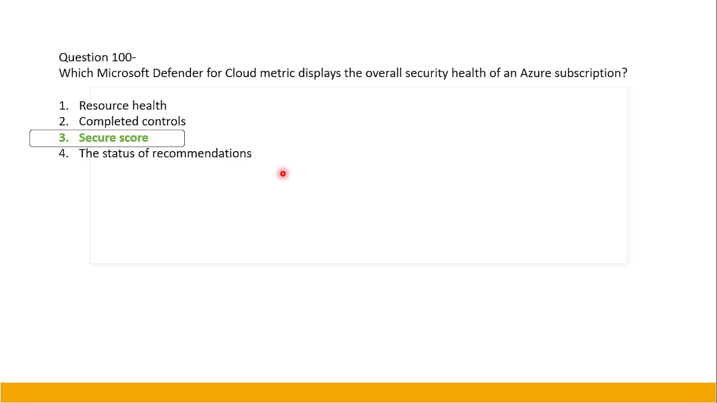Question 100, that is the last question in this part 3. Which Microsoft Defender for Cloud metric displays the overall security health of the Azure subscription? The correct option is option 3, Secure Score.